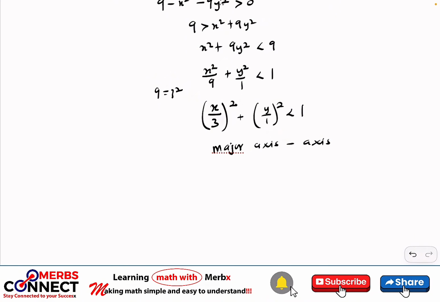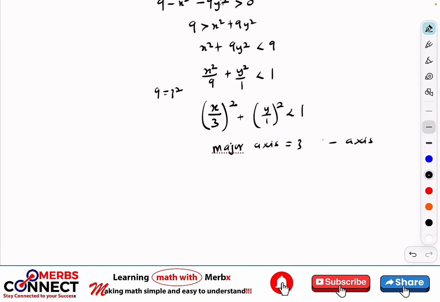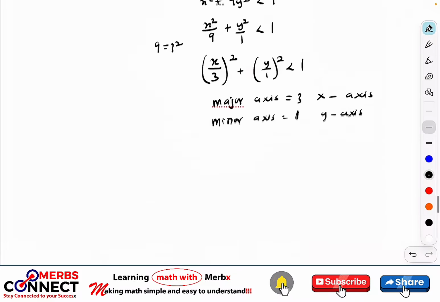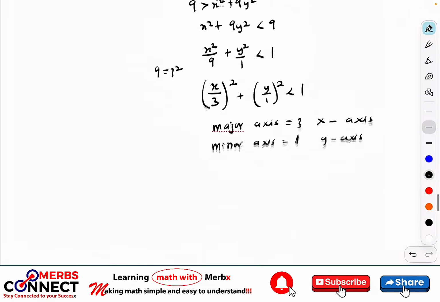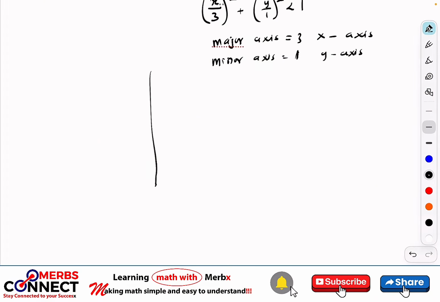Let me just shift this one a little. It's equal to 3 on the x-axis, and the minor axis is equal to 1, which is on the y-axis. Good. So this is very simple and short to draw. Now let's just sketch this. When I finish, I'll give you a beautiful one for you to also try.